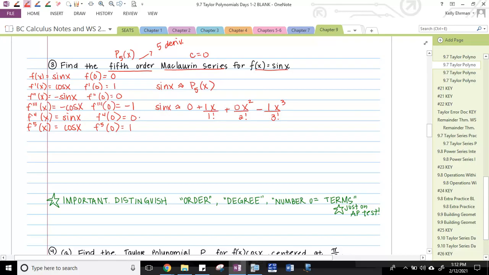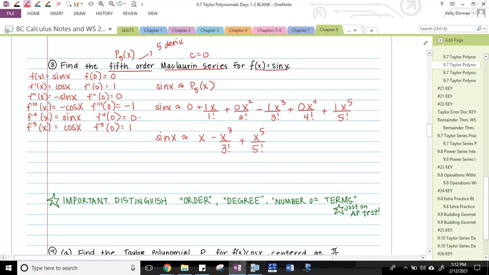And then where are we? Fourth is plus 0 times x to the fourth over 4 factorial. Finally, plus 1 times x to the fifth over 5 factorial. Let's simplify that. Sine x is approximately, okay, so this is just x minus x cubed over 3 factorial plus x to the fifth over 5 factorial. That's our approximation for sine x.